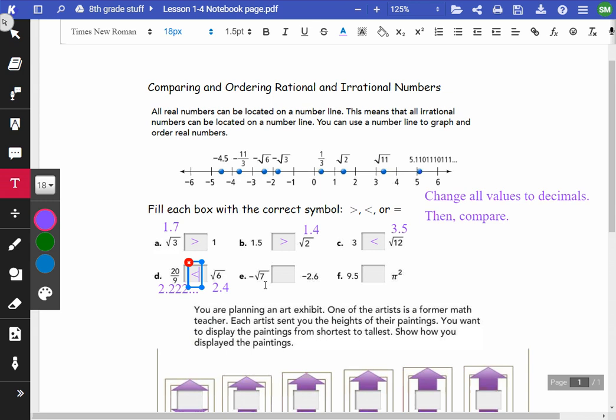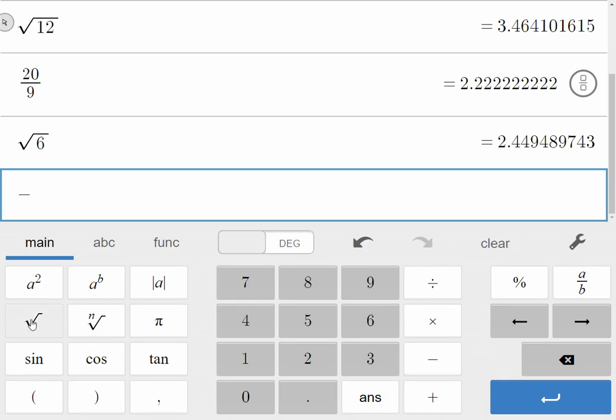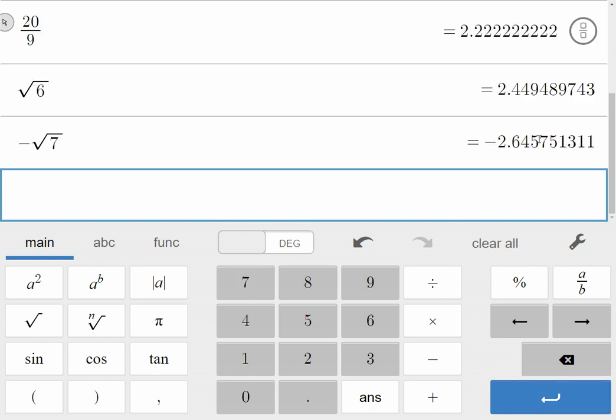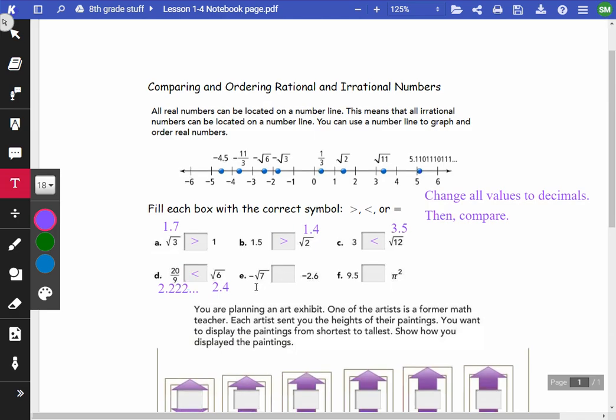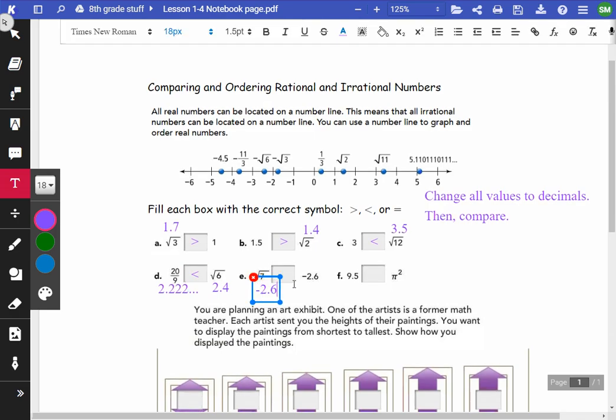Okay, next one, negative square root of 7. Negative square root 7, enter. That's negative 2.6. I'm going to call that. So put that right here. Negative 2.6. Good. Oh, but look, that's what I'm comparing it to. Are those exactly equal? I don't know. Let me go back to my calculator, because the square root of 7, negative square root of 7, is not rational, and 2.6 is rational.